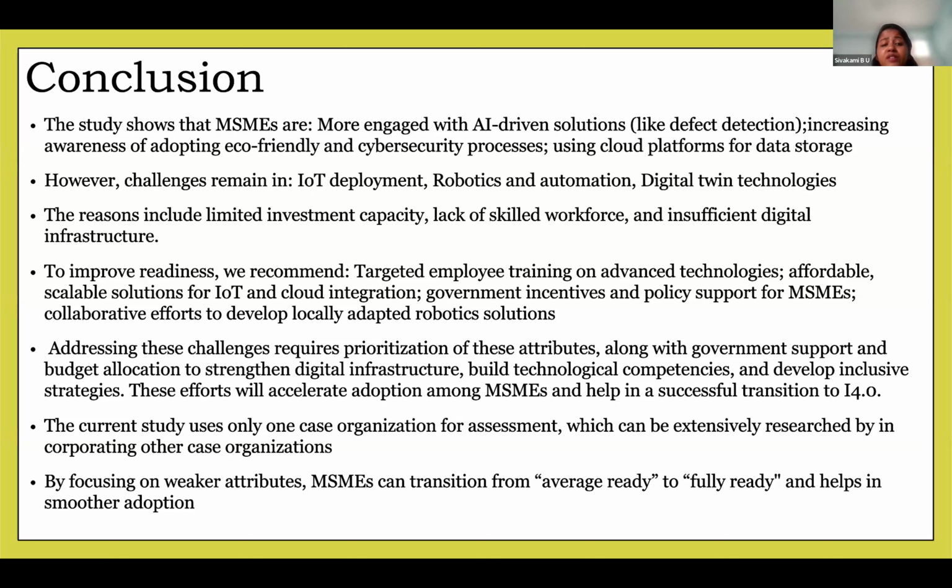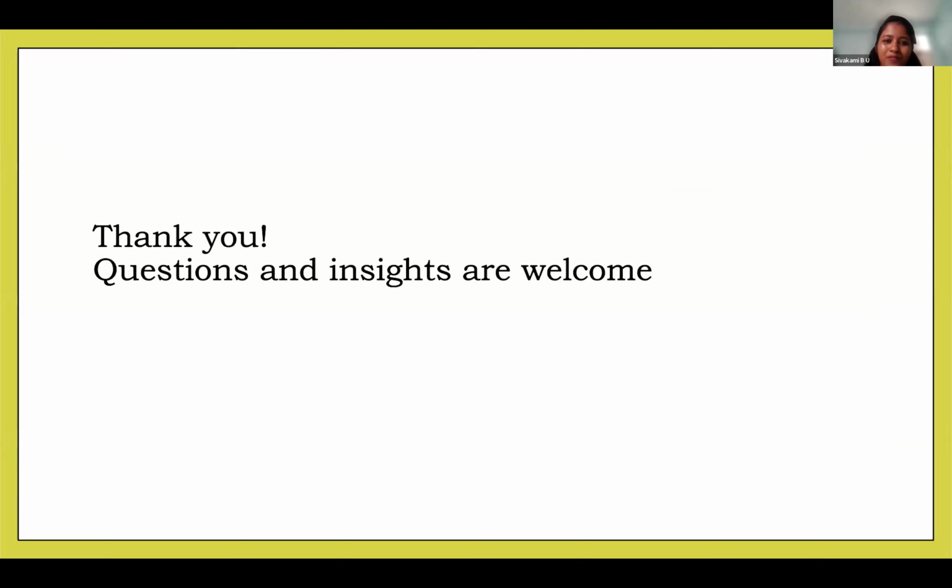But one limitation of this study is the current study uses one-to-one case organization for assessment, which can be extensively researched in future by incorporating other case organizations as well. And so on the whole, by focusing on the weaker attributes, the MSMEs can transition from average ready to extremely ready, and this would make the transition smoother for Industry 5.0. Thank you.